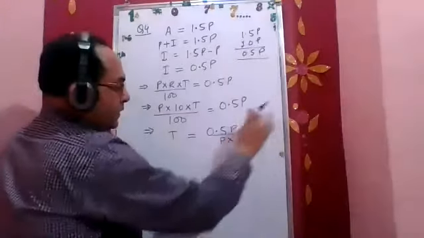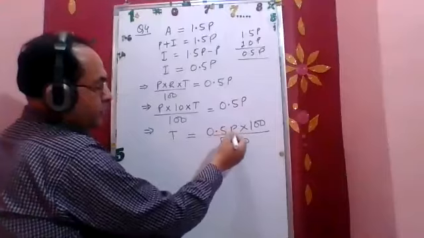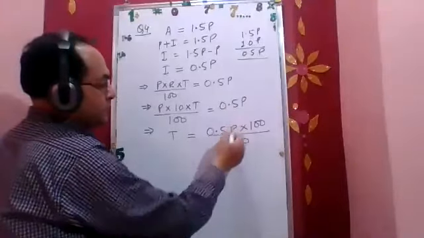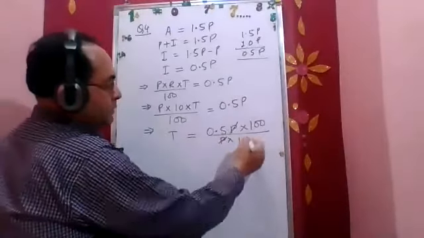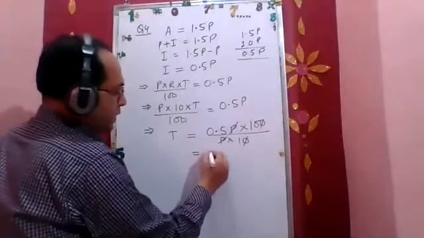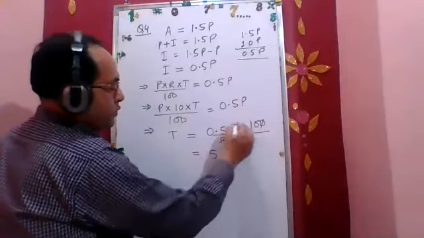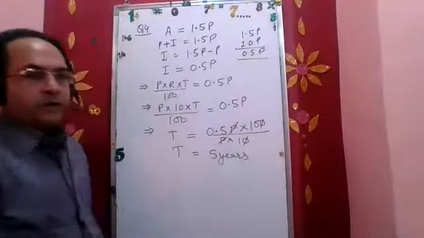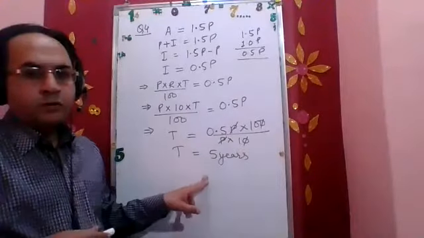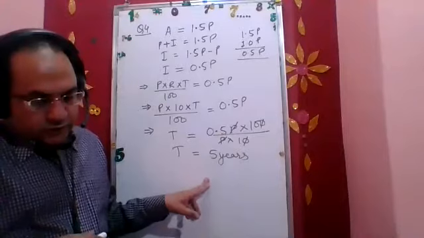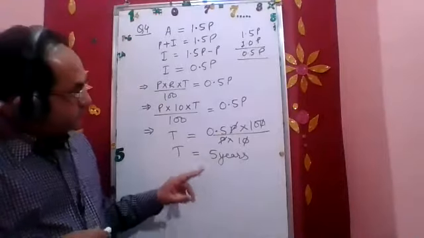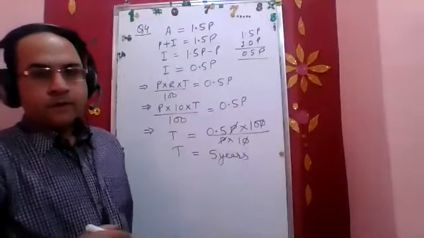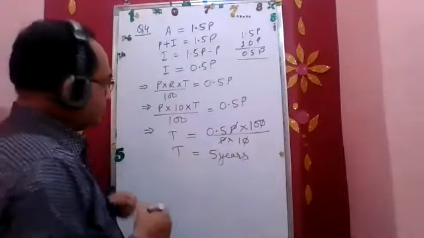Okay, now see, all are being multiplied with one another. 0.5p means 0.5 into p, then into 100. So we can cancel this p with p, then this 0 with this 0. What we have got now is 0.5 into 10. Now, if you multiply 0.5 with 10, you will get time equal to 5 years. This is how we will get the answer, time equal to 5 years. I hope everyone has understood.